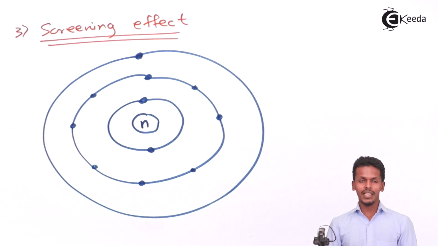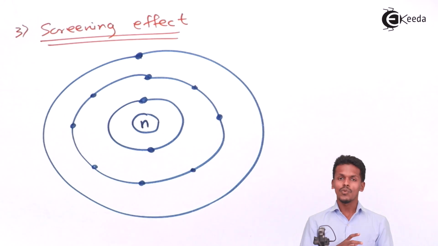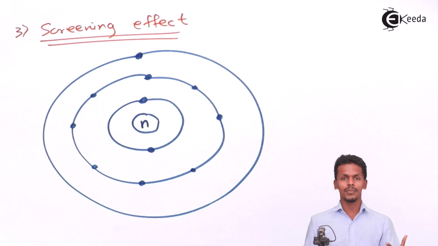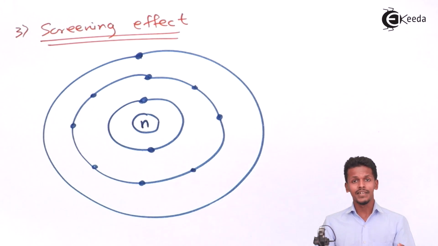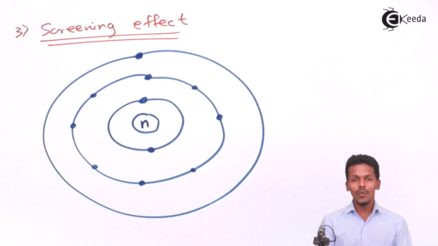So what is actually screening effect? As you know, whenever a shell is being represented, it can be represented by the number of orbitals also. What are the orbitals? They are basically denoted by S, P, D, F, as you know. So S orbital, P orbital, D orbital and F orbital are the subshells of a particular main shell.